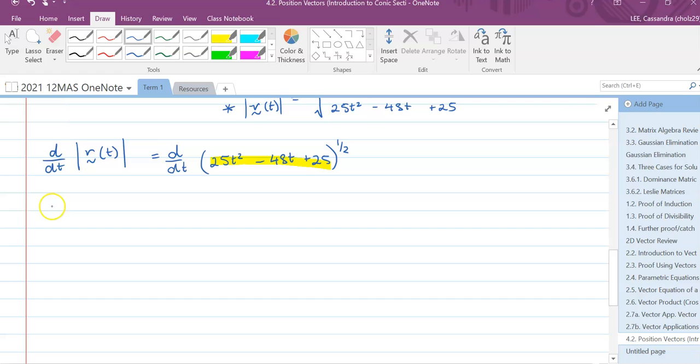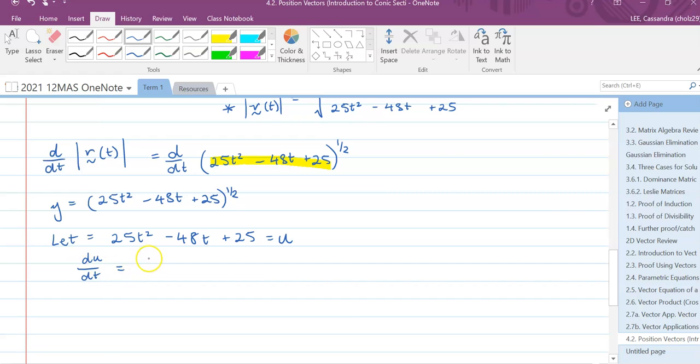If I rewrite this, I can write y is equal to (25t² − 48t + 25) to the power of a half. That's the same thing as saying our square root. So I'm going to let the inside function 25t² − 48t + 25 equal u. Now I'm going to find the derivative with respect to t for u. This is going to give me 50t − 48. So that's the derivative of my inside function.